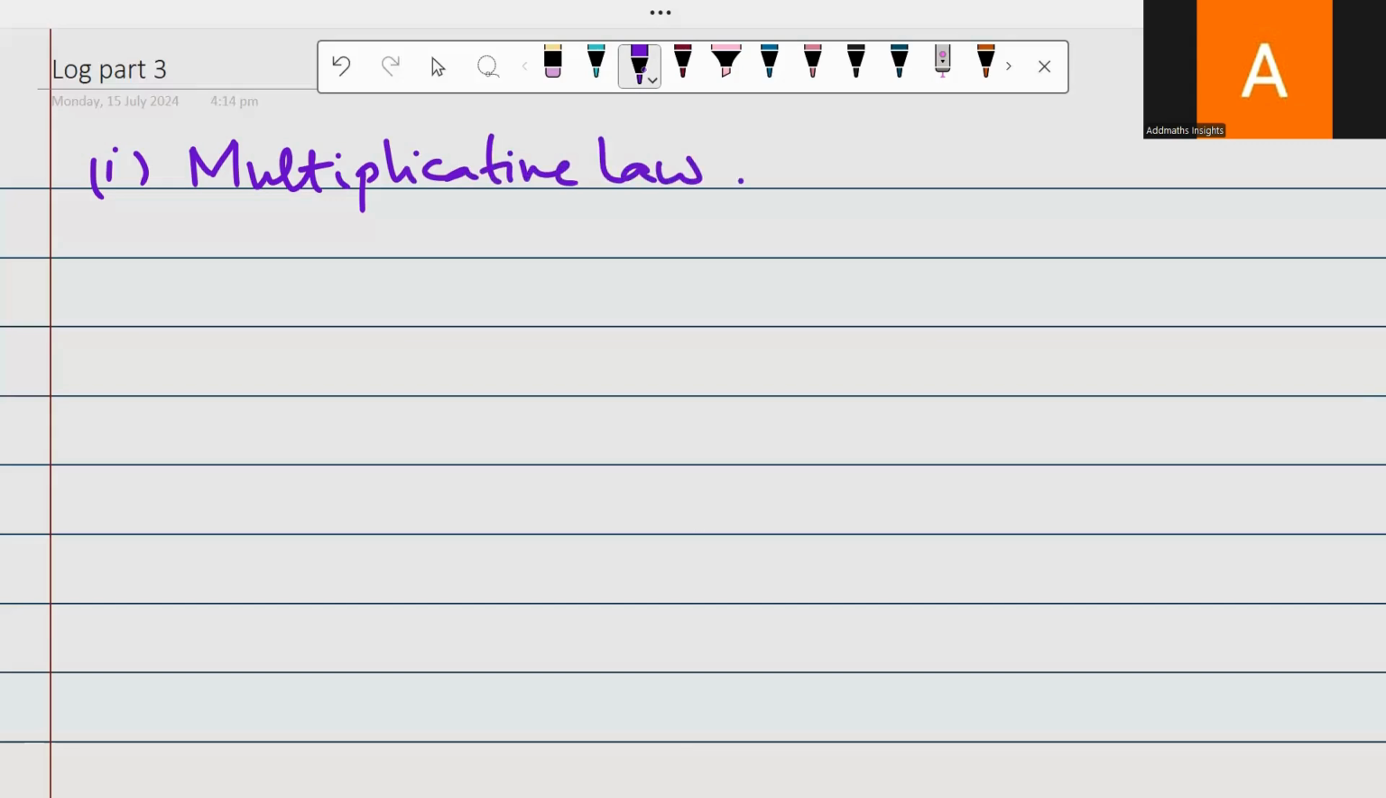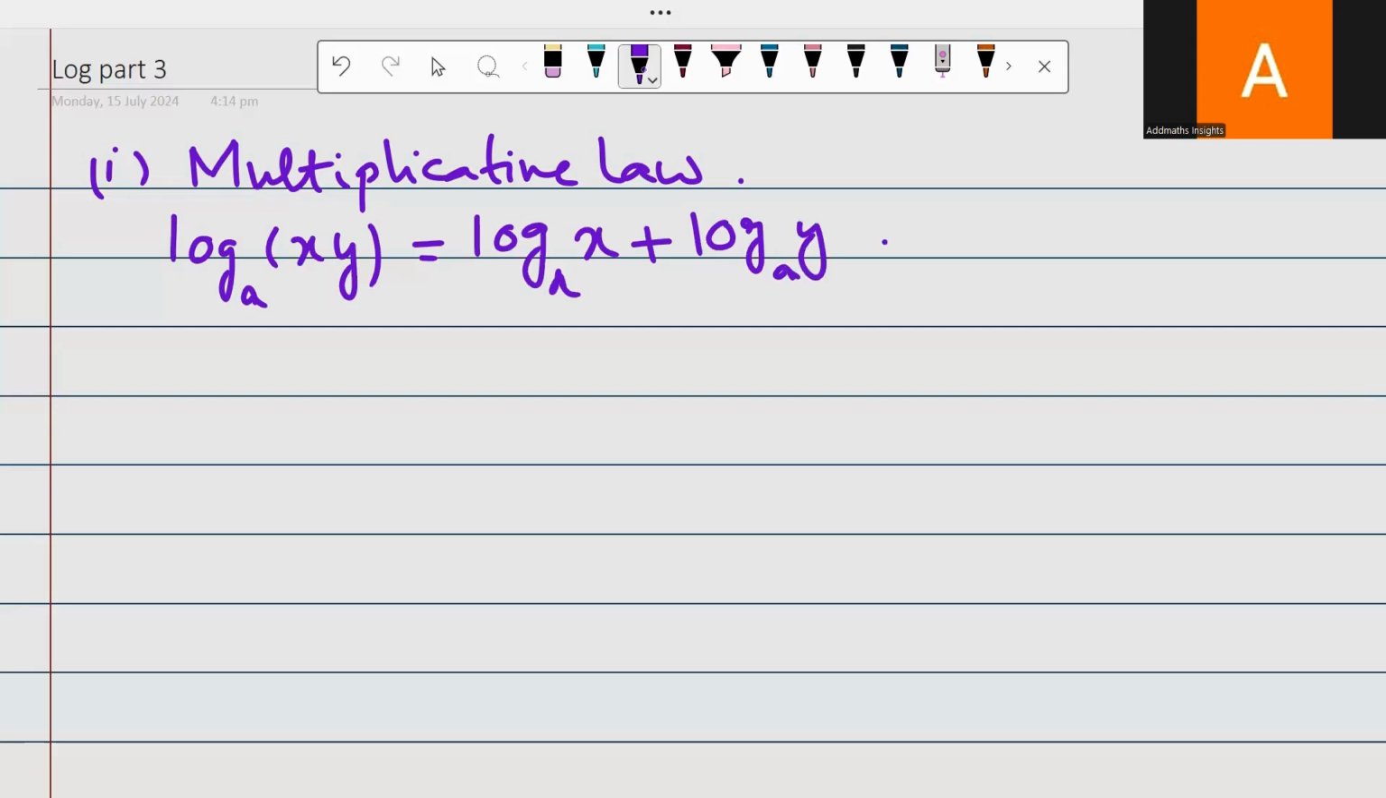This law states that log with base a of xy, where x and y are multiplied together, can be split into two parts and written as log a x plus log a y. This is called the law of multiplication.